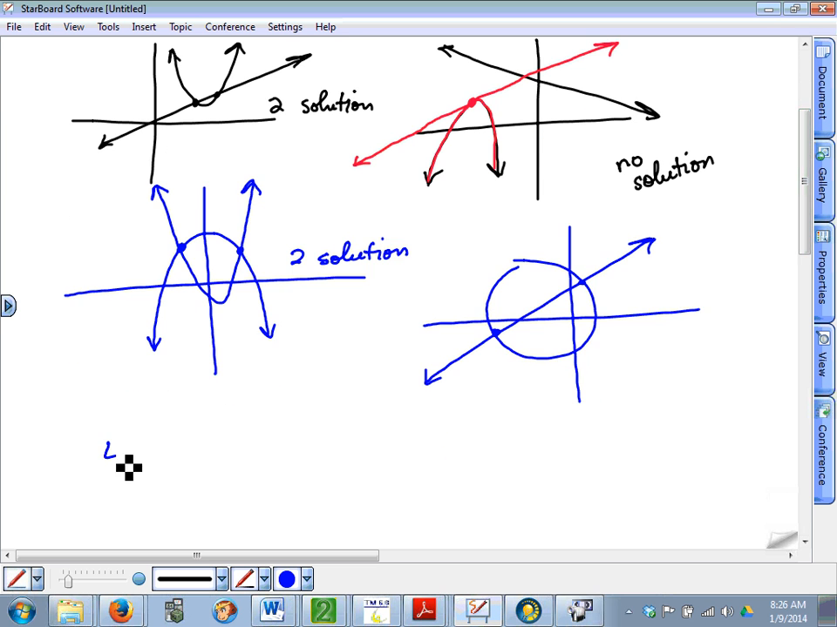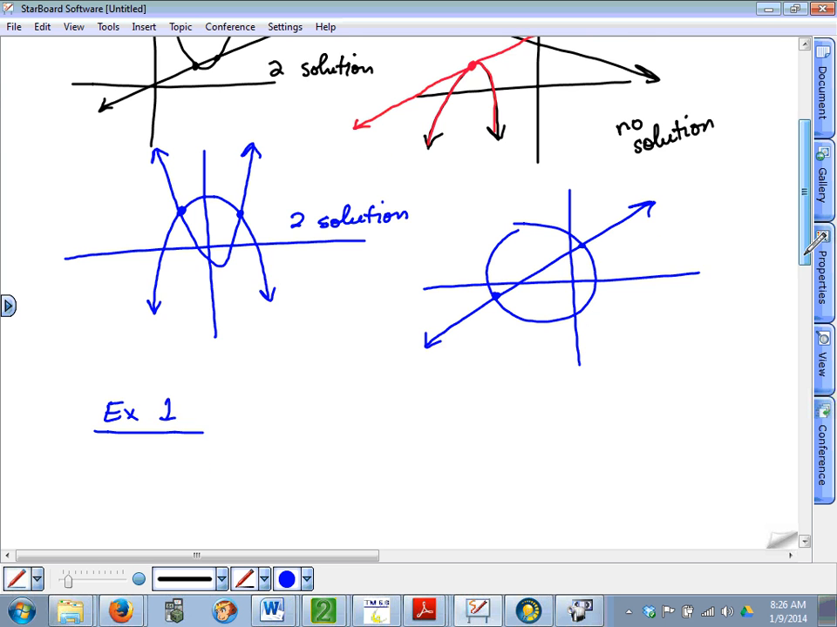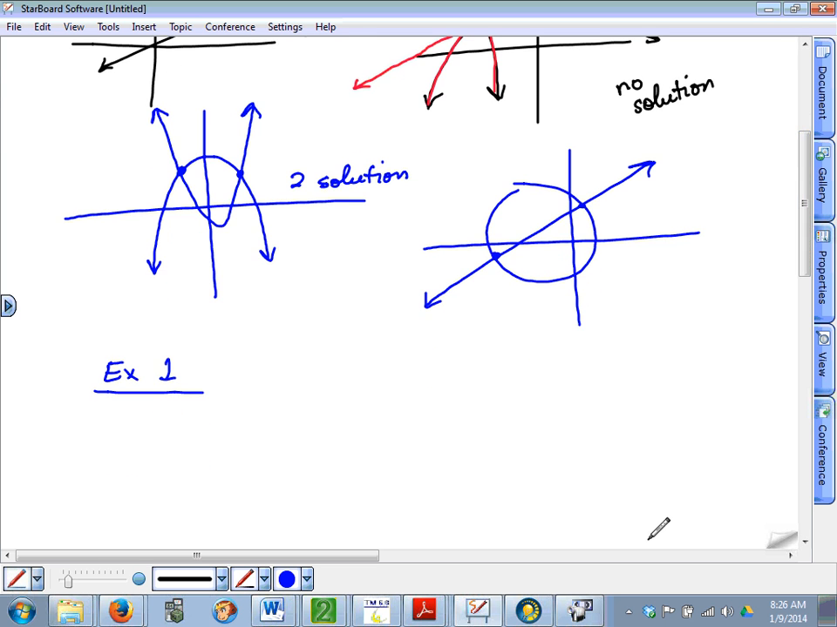So let's look at example 1. These are just systems of equations. So, solve. The first equation is x squared plus y squared equals 100. Which is what, by the way? X squared plus y squared equals 100. Parabola, line, circle, square, rectangle, unicorn. Let's use unicorn.